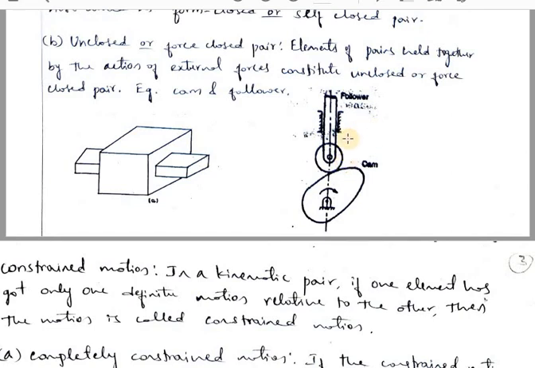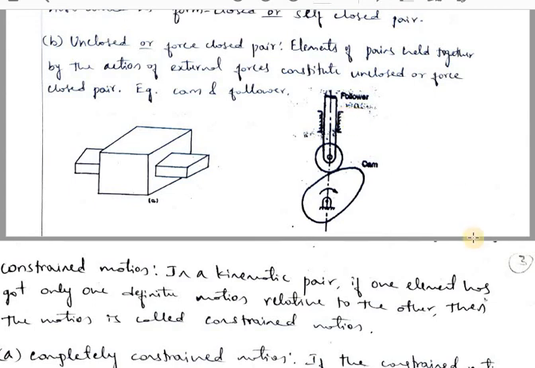So in this cam and follower example, you can see that the cam is fixed with the help of this pinpoint. It holds the cam, and the follower roller is fixed to the follower, and again the follower is held with external arrangements. So this is called a force closed pair.